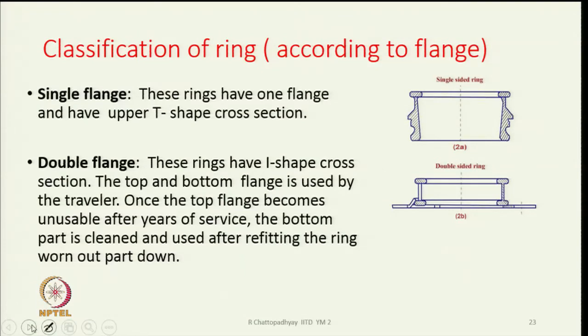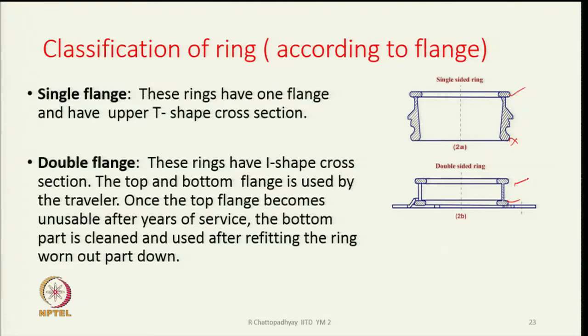Single flange, these rings have one flange, this is the flange that we see here, on one side, the other side there is no flange here. This is basically called single flange ring. Double flange means there is another flange on the other side. So, the top and bottom flange is used by the traveler. Once the top flange becomes unusable after years of service, the bottom part is cleaned and used after refitting the ring, worn out part again.